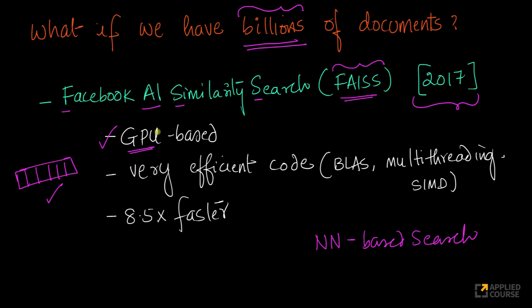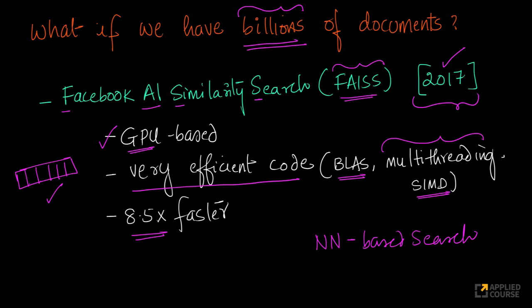It's a GPU based solution, very, very efficient code. This is code written in C++ using brilliant libraries like BLAS. They use a lot of SIMD vectorization. They also use a lot of multi-threading. This is very, very efficiently written code, and it runs 8.5 times faster than previously known best GPU implementations. They also use some nice algorithmic advancements and ideas. But all in all, this is a technology from 2017.